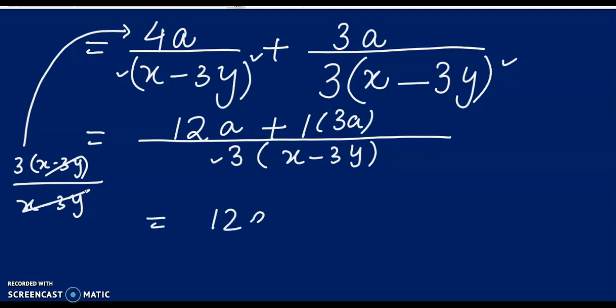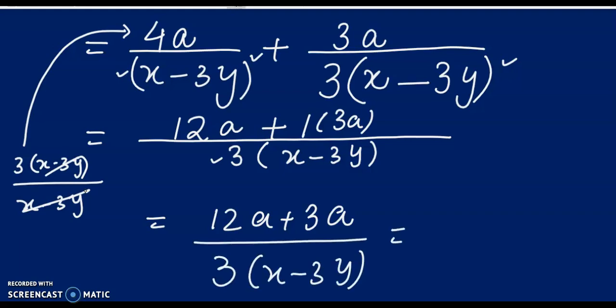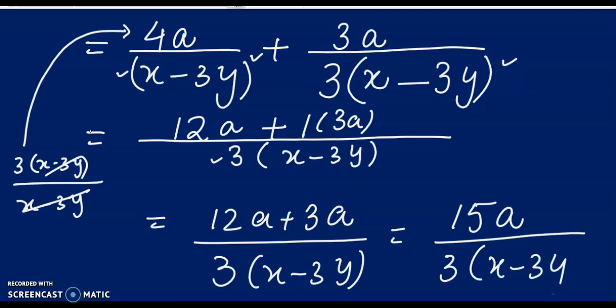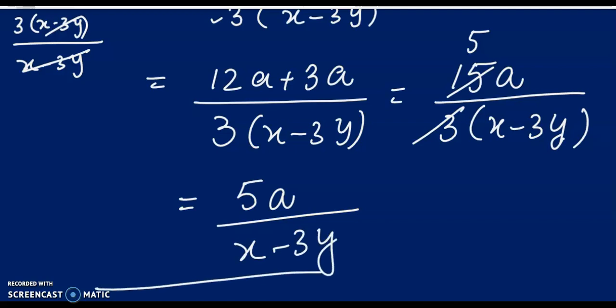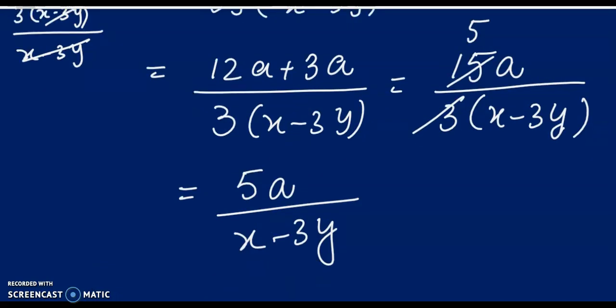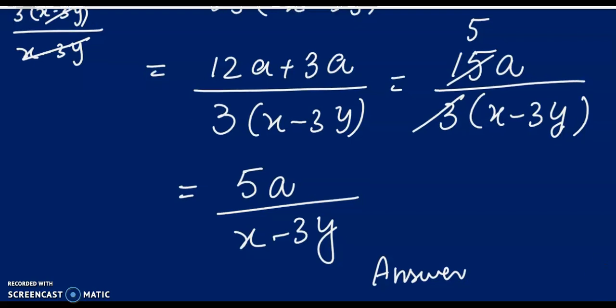So here we get 12a plus 3a divided by 3 into x minus 3y. So here we get 15a over 3 into x minus 3y. Now 3 5s are 15. So this is our answer, 5a over x minus 3y. So you may write it down, 5a over x minus 3y. This is our answer. Now we move on to our next question.